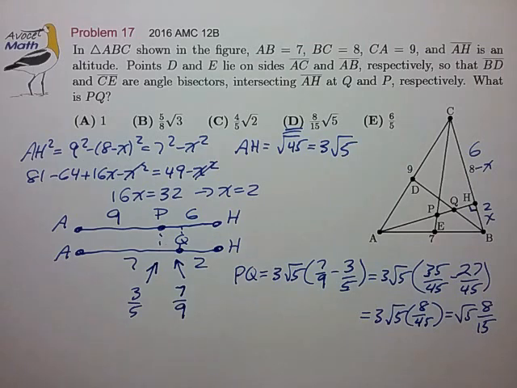So we have a pretty difficult problem here that, if you use the angle bisector rule in two steps along with the Pythagorean relationship, it does work out pretty easily.